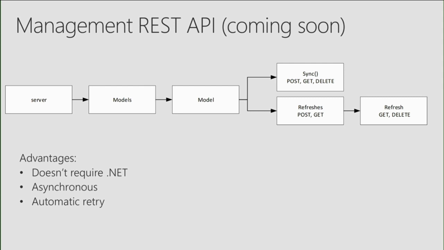When you start a new refresh, after you call that post, we give you back a location header, which will give you the ID of the refresh that was created. You can call get on that ID, and that will give you the current status of that running refresh. You call delete on that ID, it'll cancel the refresh.